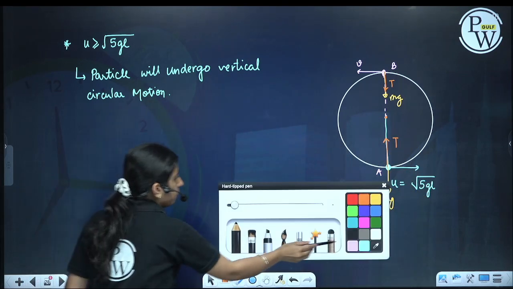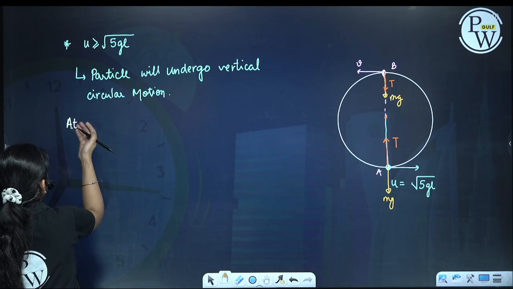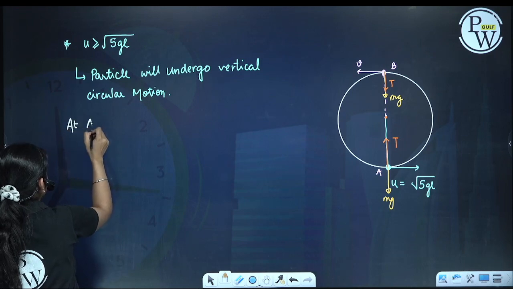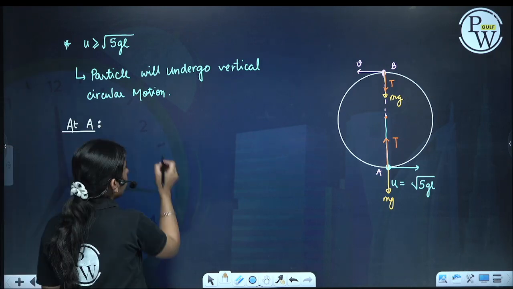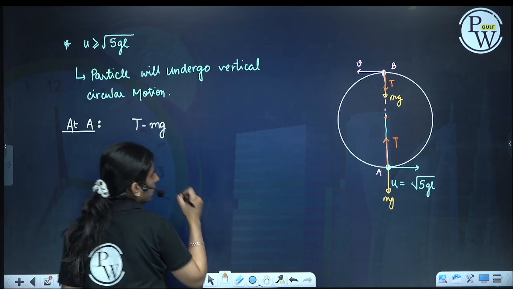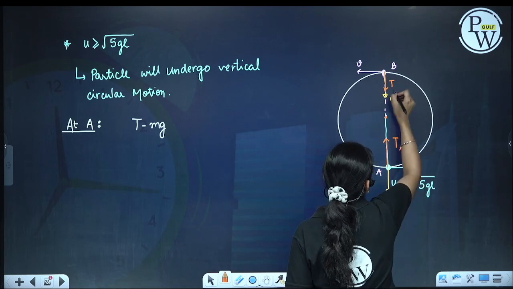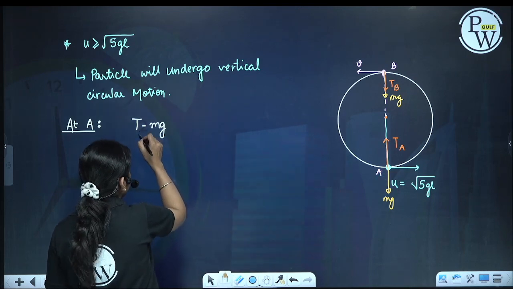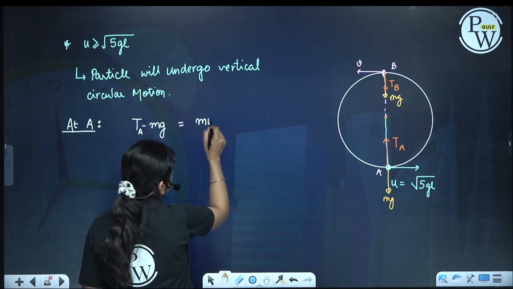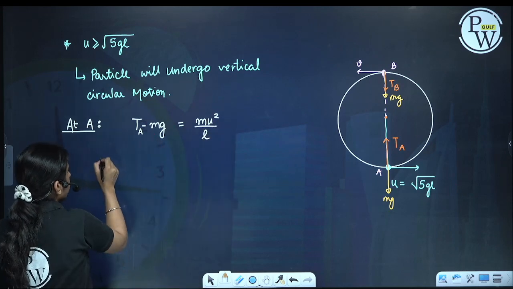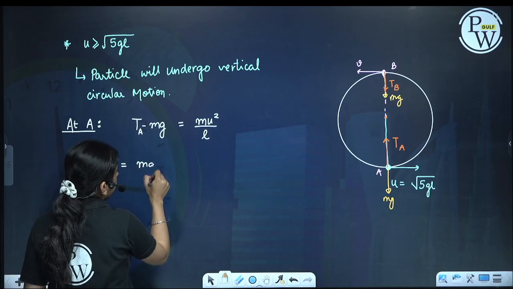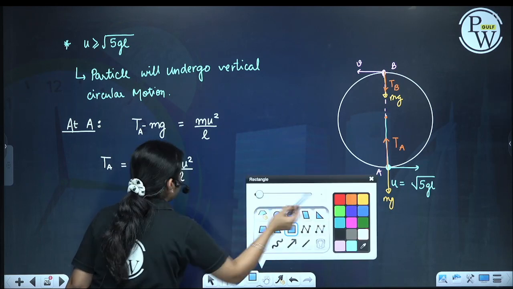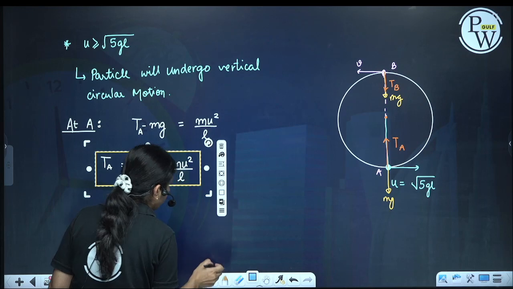So if we want to find at A, this is my TA and this is my TB, the tension at B. Tension at A, TA minus mg, is equal to the net centripetal force mu square by L. So tension at A will be mg plus mu square by L.